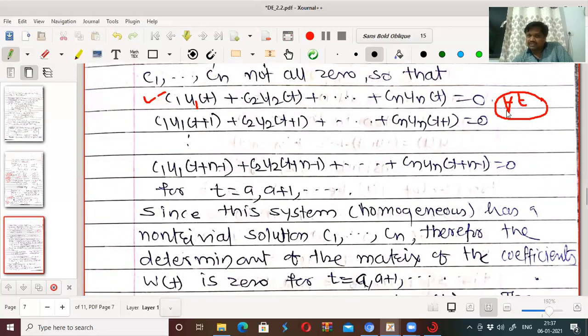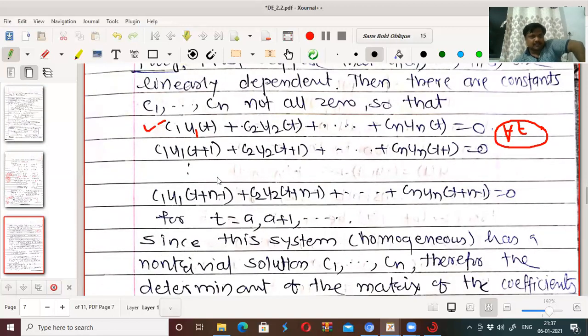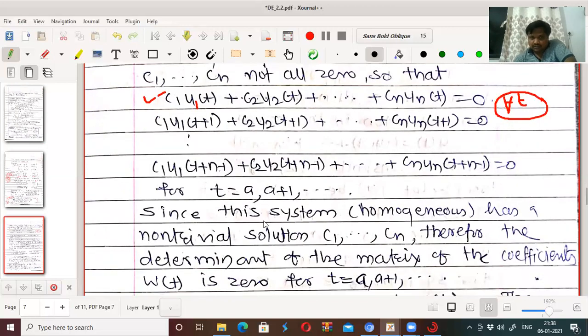As this holds for all values of t, we can take these n equations. Since this is a homogeneous system, these are n equations in n unknowns. What unknowns will we consider? c1 up to cn are the unknowns. So this is an nth order homogeneous system, having n equations and n variables, c1 up to cn, whose values can be found out.